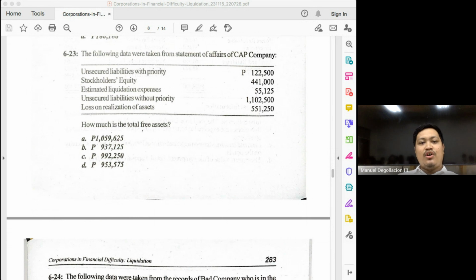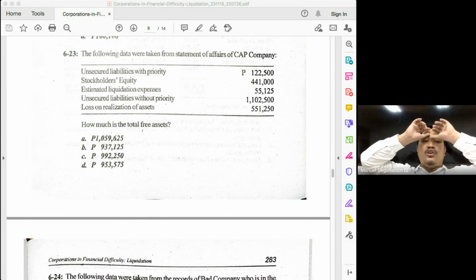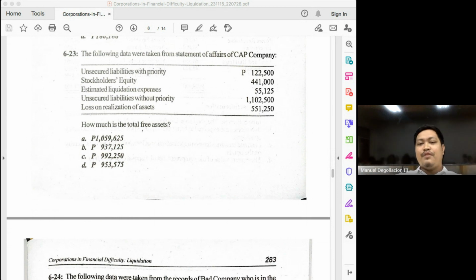Okay, and then you also had a loss on realization of the assets, class. So after you dispose of the assets, you were able to receive cash, but it resulted in a loss of 551,250. And what does a loss do to your retained earnings or to your equity, class? It will decrease. So the 551,250 here will be treated as a further deduction to your equity. So we started at 441,000. We deduct 55,125, and then we further deduct 551,250.